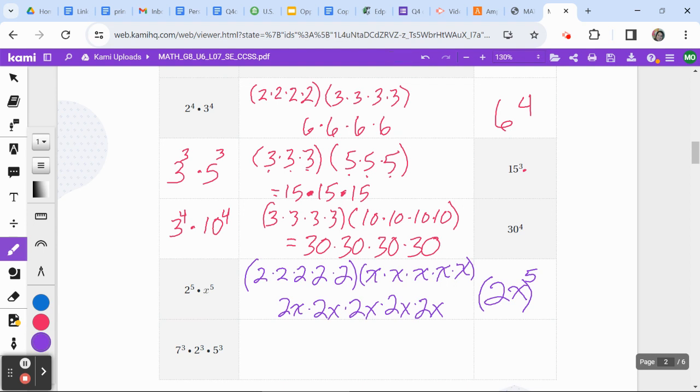Now, could you put 32x to the 5th power? That would be another way you could write it as well. But that means you evaluated the 2 out and they don't want it evaluated yet.